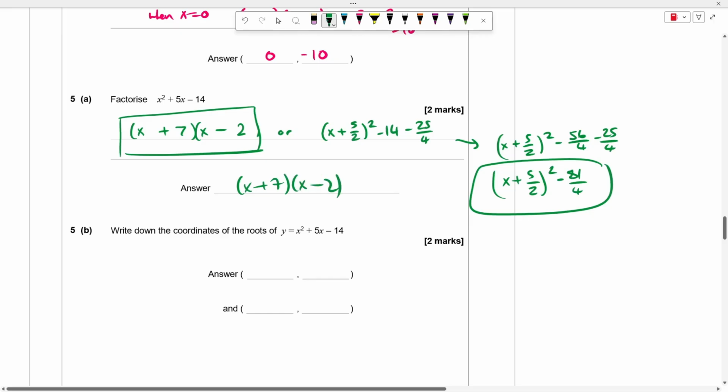Then for 5b, it says write down the coordinates of the roots of this. So we just need to solve this. If we factorise this, which we did in part A, we end up with this equals 0. So x is going to equal minus 7 or positive 2. So the two coordinates are going to be minus 7, 0 and 2, 0.